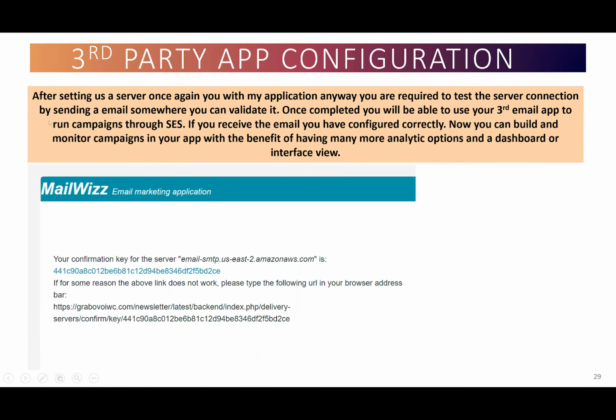Continuing on third-party app configuration. After setting up a server, with my application anyway, you are required to test the server connection. Simply by sending an email somewhere, you can validate it. Once completed, you will be able to use your third-party email app to run campaigns through SES. If you receive the email, you have configured correctly, and now you can build and monitor campaigns in your app with the benefit of having many more analytic options and a dashboard or interface view.